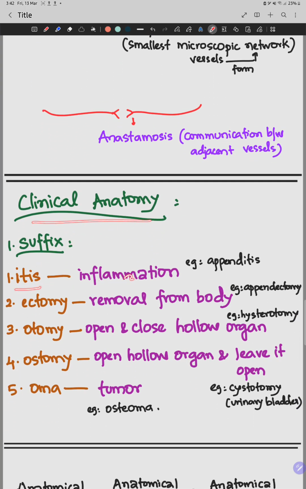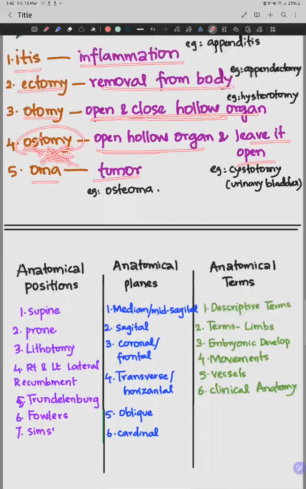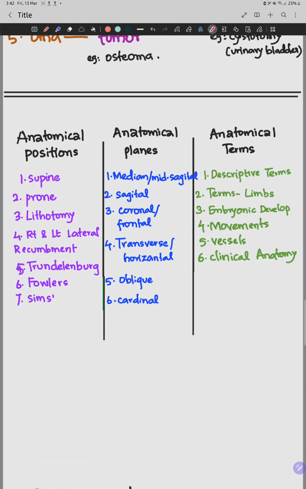When coming to clinical anatomy, itis means inflammation. Ectomy means removal of the body part. Otomy means opening and closing a hollow organ. When coming to ostomy, closing is not present; the S is present here, so closing is absent. Open the hollow organ and leave it open. Oma means tumor. I have finally completed the anatomical positions, anatomical planes, anatomical terms.